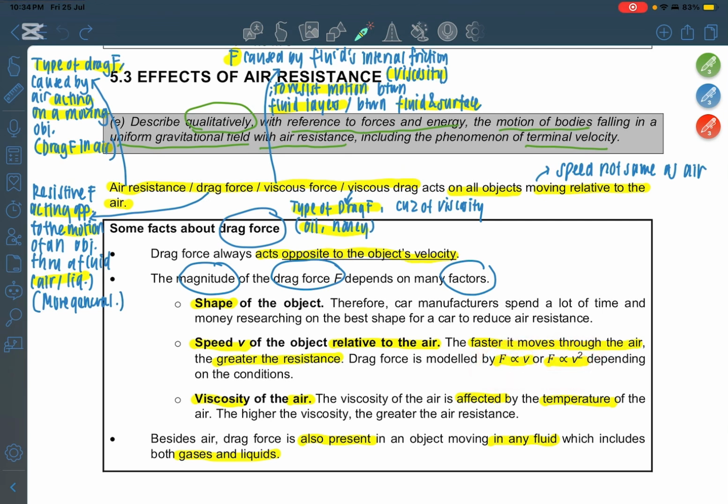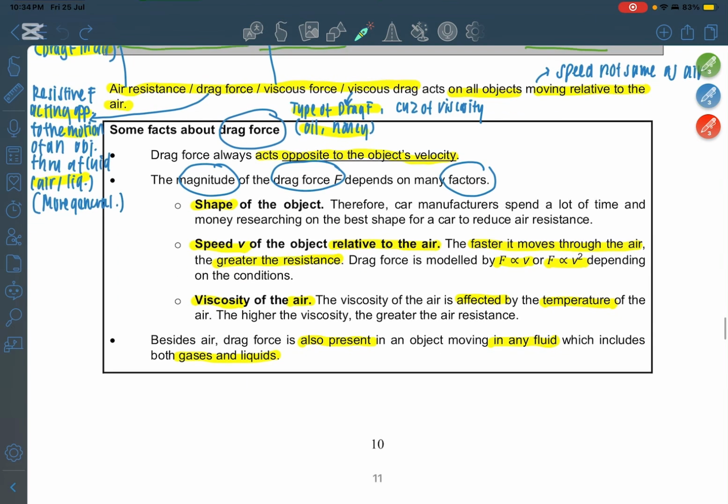Just additional information. Lastly, the viscosity of the air, which is affected by the temperature of the air. So the higher the viscosity, the greater the air resistance. Viscosity just means it's hard to move. Drag force is also present in an object moving in any fluid, which includes gases and liquids, not only air.